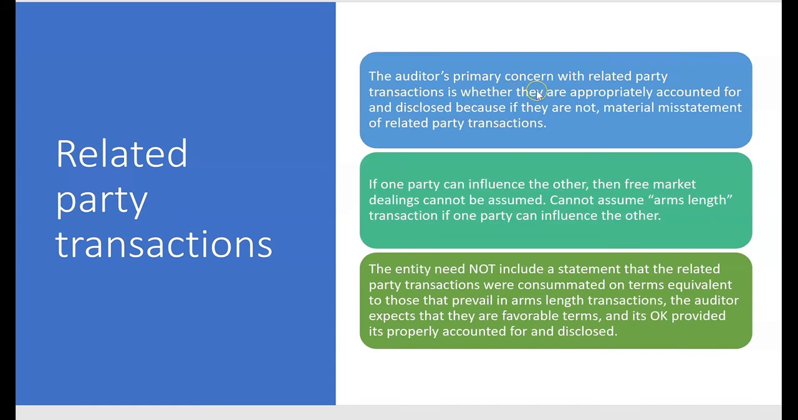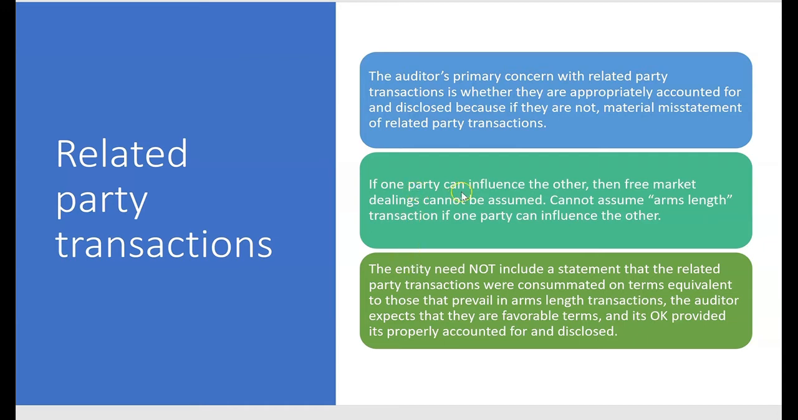Because the auditor's primary concern with related party transactions is whether they're appropriately accounted for and whether they're appropriately disclosed. Because if they're not, you're looking at material misstatement of related party transactions. So if these transactions are within the course of normal operations, the auditor is primarily concerned with whether they're accounted for and disclosed as related party transactions, not the fact that they merely happened, because all companies do engage in related party transactions. Some more than others, but they almost all do.